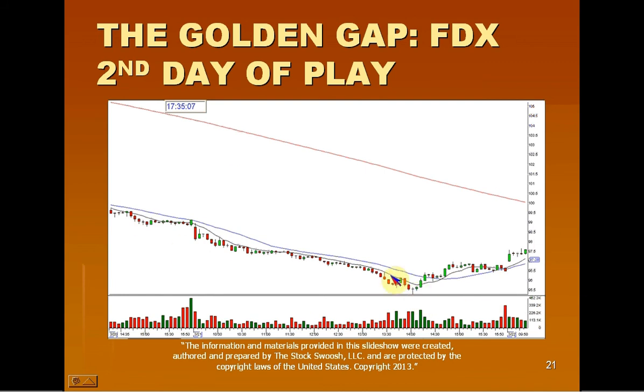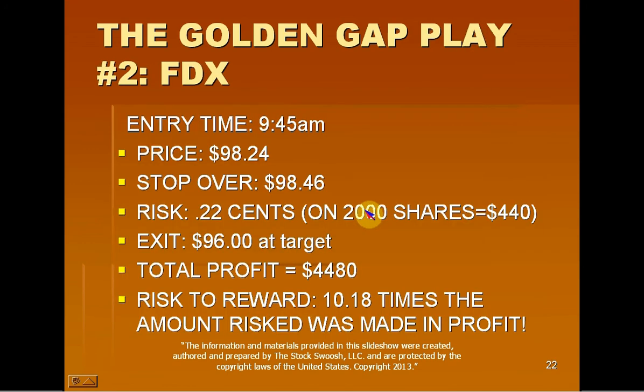Whatever you play, whether you're playing strength or weakness, you're playing on the direction correctly, and you must see the confirmation of the direction, which in this case is the strategy, which in this case is the gap, okay? The gap from the day before. This is a continuation gap play. So you would have made over $4,400 in the second day.